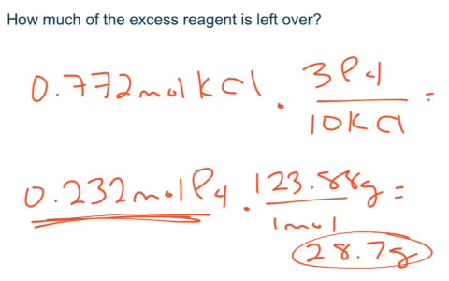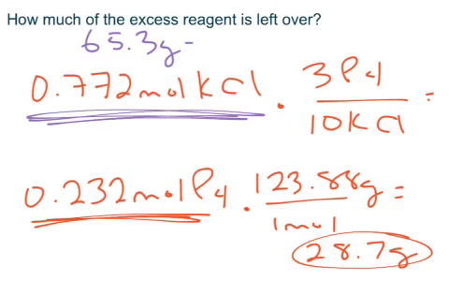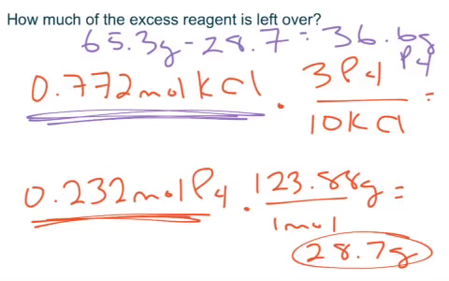So how much of the excess reagent is left over? We had 65.3 grams available. We just figured out, based on the amount of product that we made, that we only used 28.7. So that means our leftover excess reagent was 36.6 grams of phosphorus.